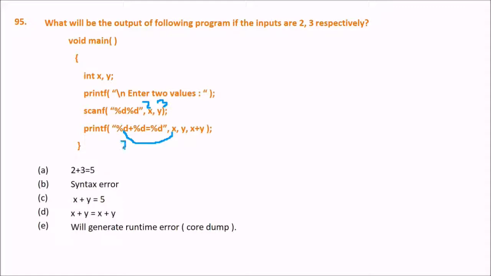So x is 2 plus what is y? 3, and that will be equal to what? This is x plus y. So 2 plus 3 is 5. So this should be printed. Means A should be printed by easy means. 95 should be E. But what will be printed? Tell me in these options. I can tell you that this will not be printed, of course. So what will be printed?